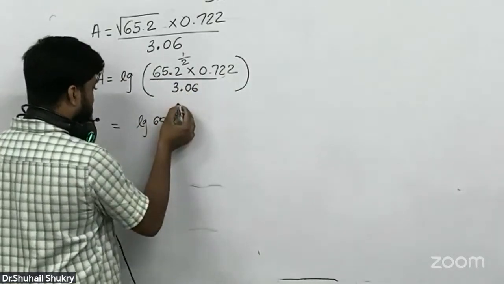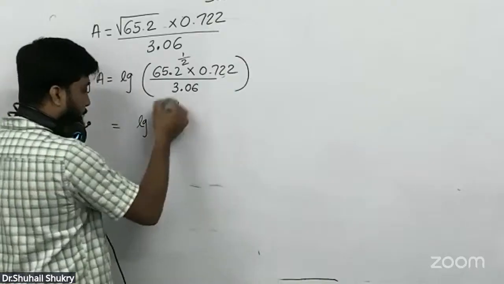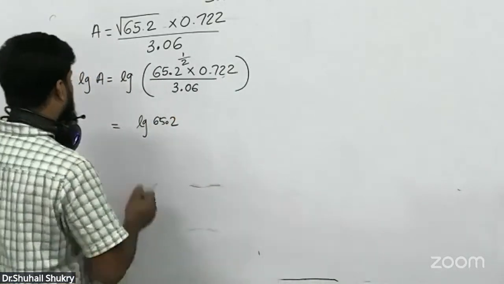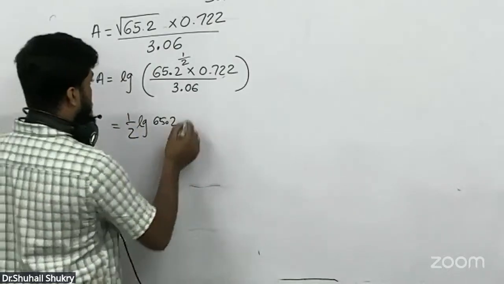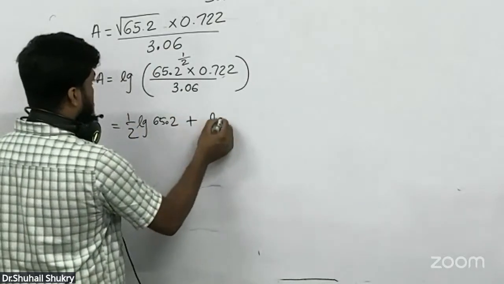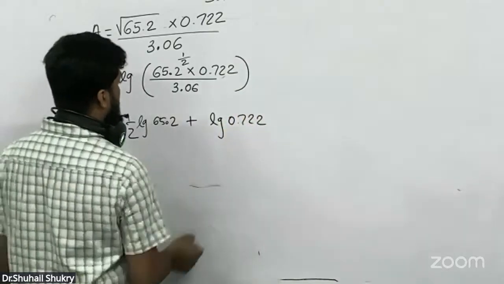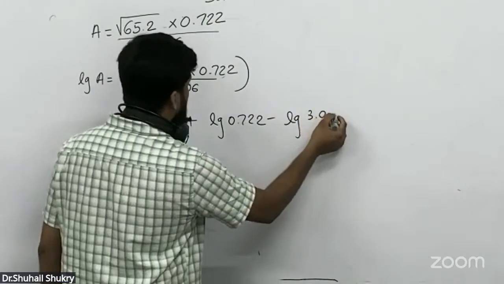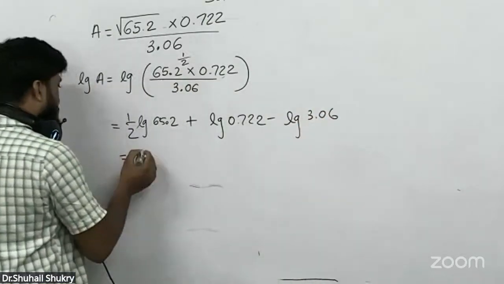Remember, if there are any powers, like power half, we have to put it in front of the log. Half will come here, plus log 0.722, and whatever division will go as minus log 3.06.